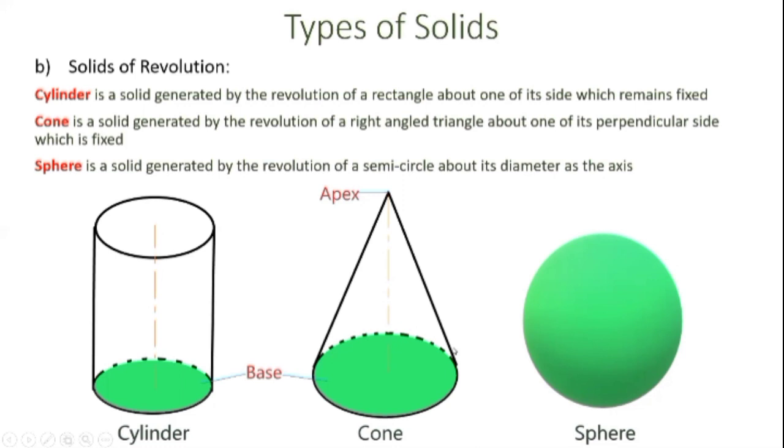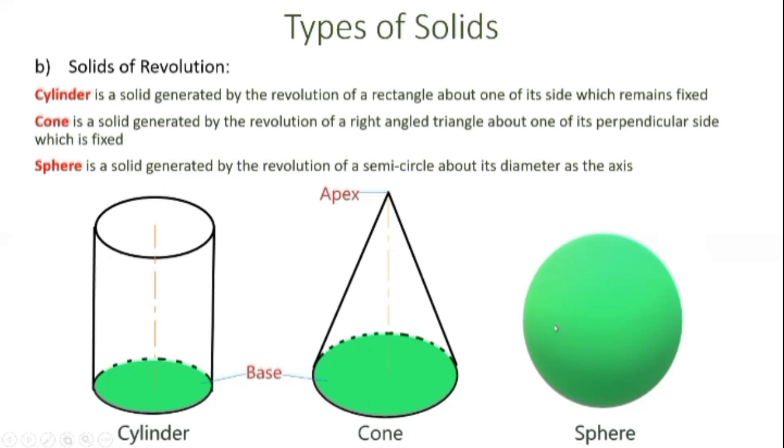And a cone has a circular base, and using the center, we draw a perpendicular which meets at a point, the apex, and connecting this apex with all the generators on the circumference, we get a cone. A cone can also be defined as a solid generated by revolution of a right angle triangle about one of its perpendicular sides which is fixed.